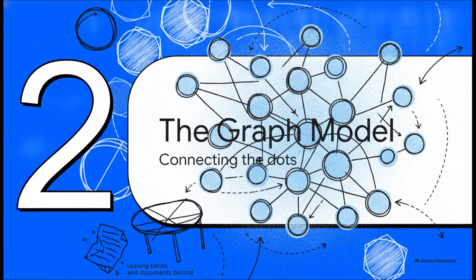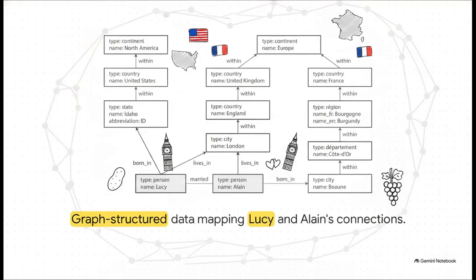Which brings us to Part 2, the graph model, connecting the dots. When everything becomes potentially related to everything else, it is time to leave tables behind entirely. Think about a scenario with two people, Lucy and Alain. They're married. They were born in different places, Idaho and France, but both are currently living in London. A graph handles this beautifully.